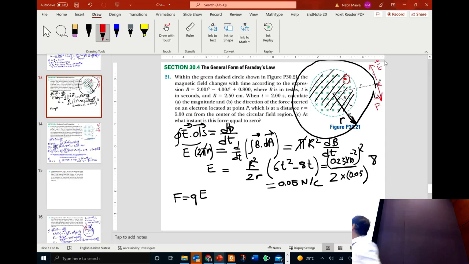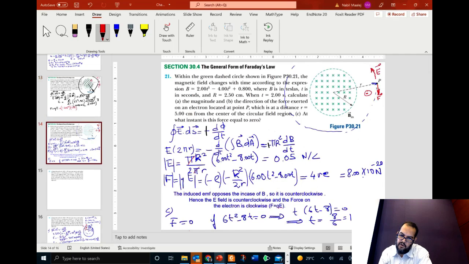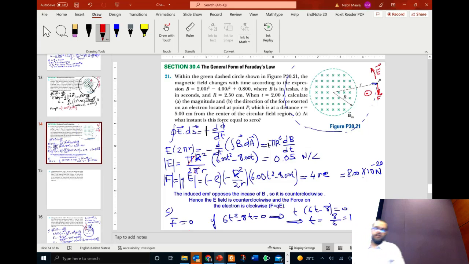Okay, and since the charge is negative, F is QE, so the force on the electron will be in the opposite direction. So this is going to be 1.6 times 10 to the minus 19, the magnitude, times 0.05 newtons per coulomb. When you do that, you find that the magnitude of the force is going to be 8 times 10 to the minus 20 newtons. So this is the Q times E. All right, clear?